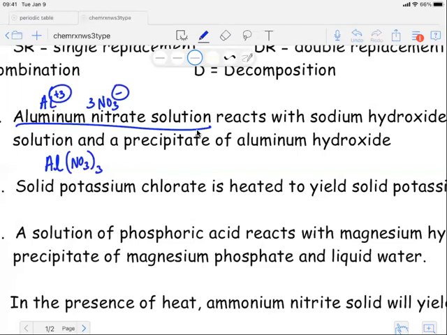Okay, now the second part to this says solution. That actually means something. So solution in this case means that it is aqueous. And aqueous just means it's dissolved in water.